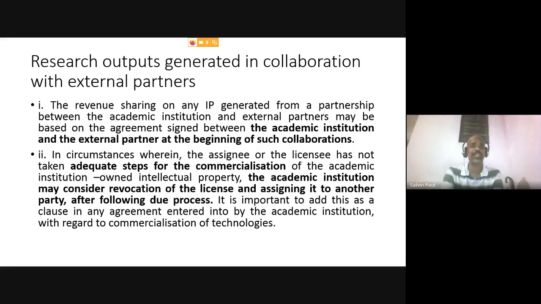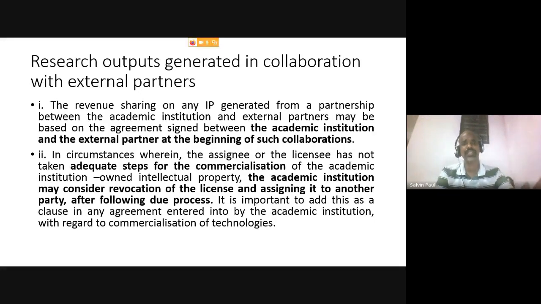Already I told you that there are stakeholders, and collaboration is necessary for industrial application, for finding funds, or for using other laboratories, etc. In such cases, you need to have an agreement signed between the academic institution and the external partner at the beginning of the collaboration, on how you will utilize the IP, revenue sharing, the royalty, etc.